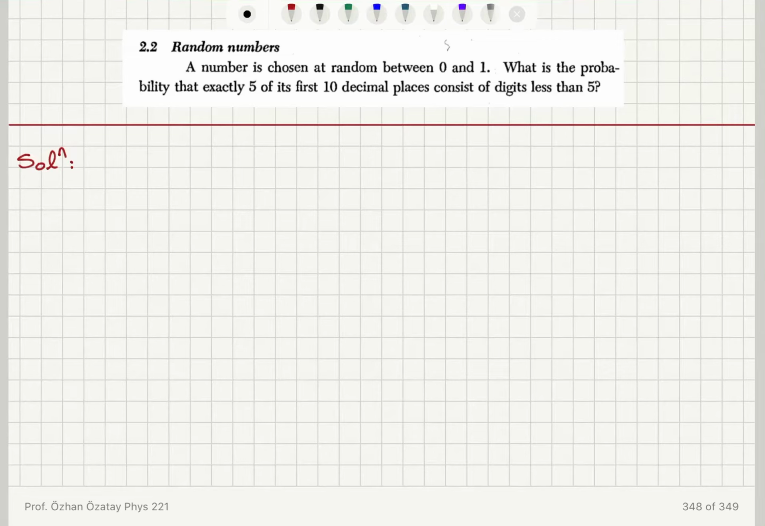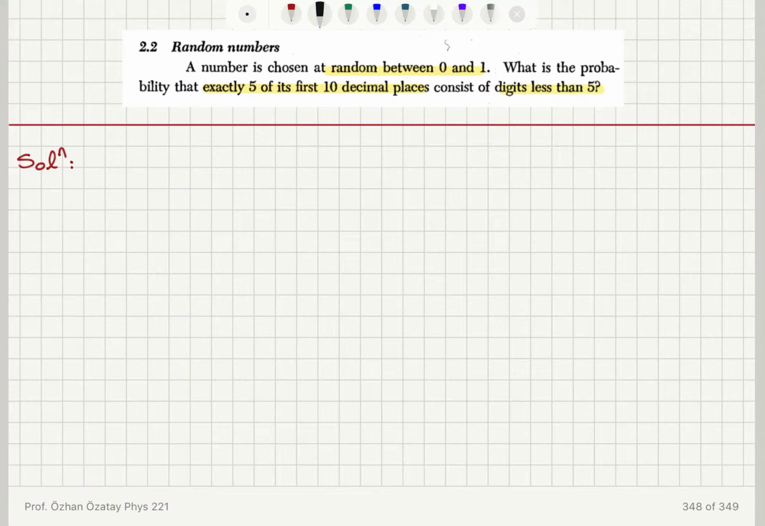Random numbers. A number is chosen at random between 0 and 1. What is the probability that exactly 5 of its first 10 decimal places consist of digits less than 5?